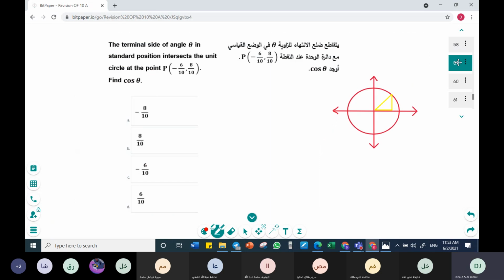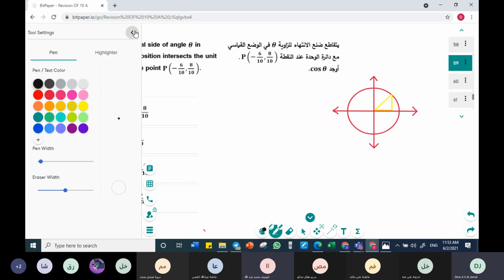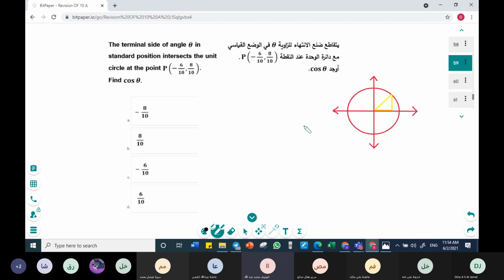Al-Hanouf, read the question. The terminal side of an angle in standard position intersects the unit circle at the point (-6/10, 8/10). Find the cosine of theta. So he is giving you a terminal side of an angle that is intersecting with the unit circle. So let's have a look.